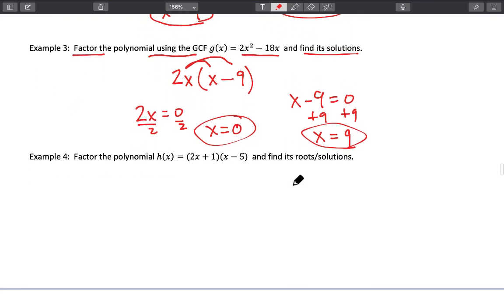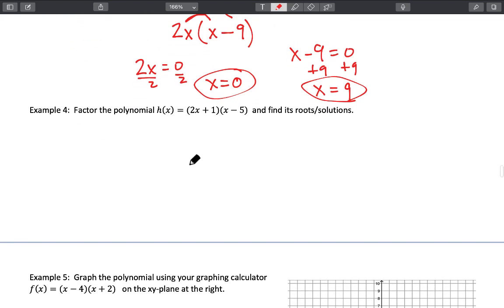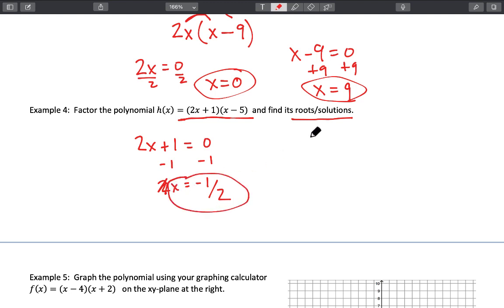All right, in example 4, we're going to factor this polynomial. Oh, sorry, the polynomial is already given to us in factors, and we want to find its solutions. So take each factor, set it equal to 0, and solve. We're going to subtract 1 over. That gives me 2x equals -1. Now I divide over the 2, and I get x equals -1/2.